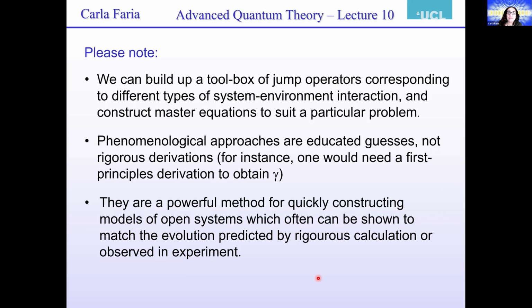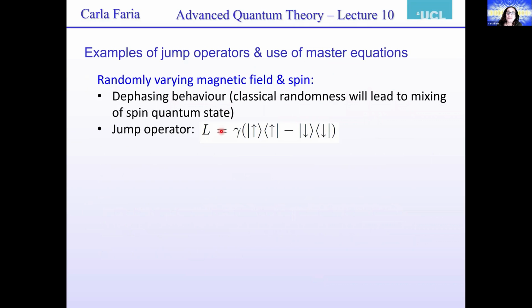For instance, you can use jump operators and master equations if you're looking at a randomly varying magnetic field and spin. What you have is a spin that is going to interact with a magnetic field that is randomly varying. And because of these random variations, there is going to be some classical randomness that is going to mix these spin states and is going to lead to some kind of dephasing. So you have to consider some kind of jump operator to be able to encompass that. And here you construct a jump operator considering spin projectors. And you're going to apply this somehow randomly.